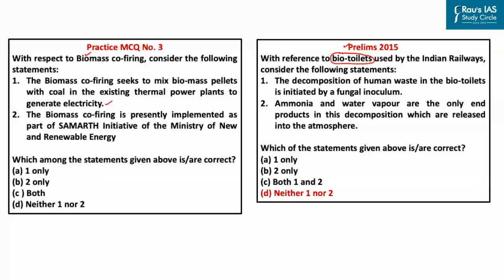Second one is, biomass co-firing is presently implemented as part of the Samarth initiative of the Ministry of New and Renewable Energy. Samarth initiative is an initiative of the Ministry of Power and not that of the MNRE. So accordingly, the right answer to this particular question would be A.